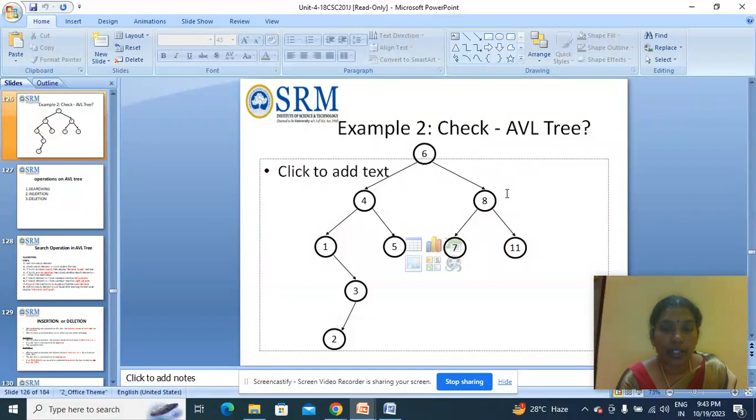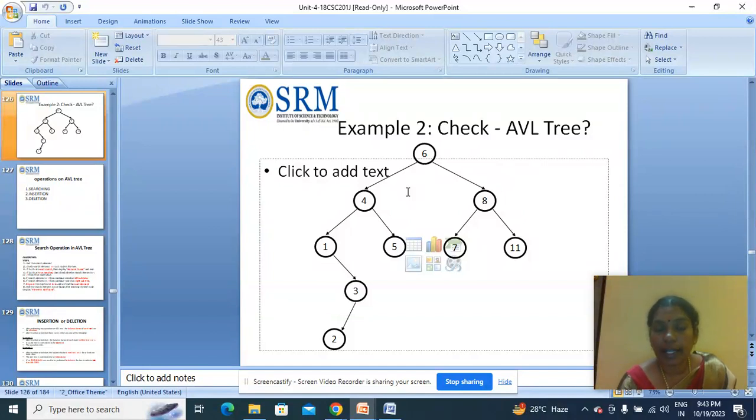And for this 8 it is 0, and the others also. Even this 1, the balance factor is: the left subtree is 0 and the right subtree is 2, so 0 minus 2 is minus 2. So the nodes 1, 4 and 6 have a balance factor of minus 2 and plus 2. So this is not an AVL tree, because the valid balance factors are 0, minus 1 and plus 1.